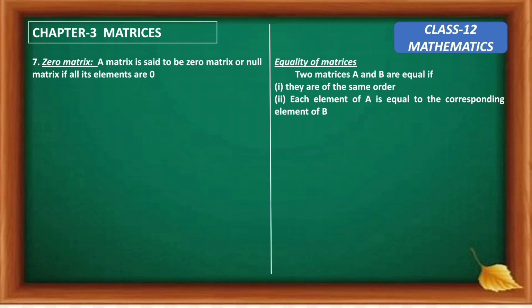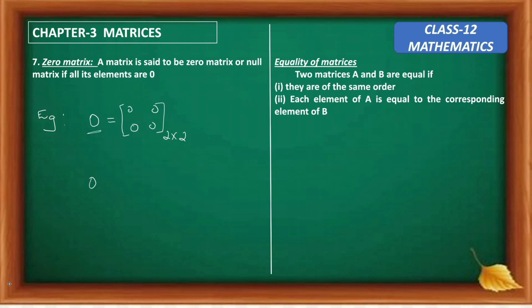The last type is the zero matrix. A matrix is said to be a zero matrix or null matrix if all its elements are 0. Example, O equal to 0 0 0 0, 2 by 2 order. This is the example for one zero matrix. A zero matrix will be represented by O.